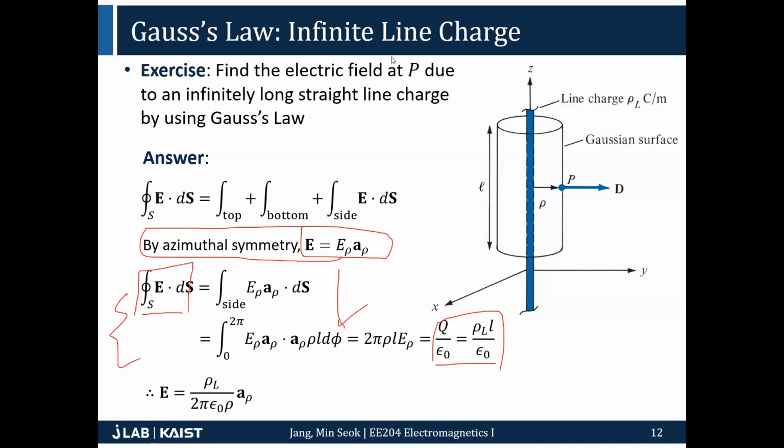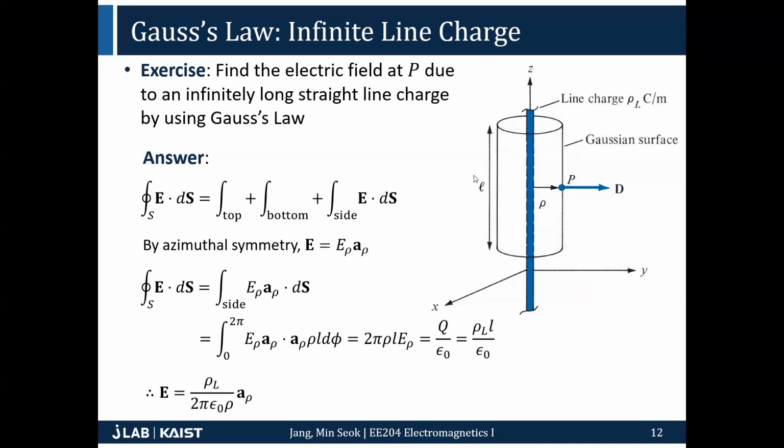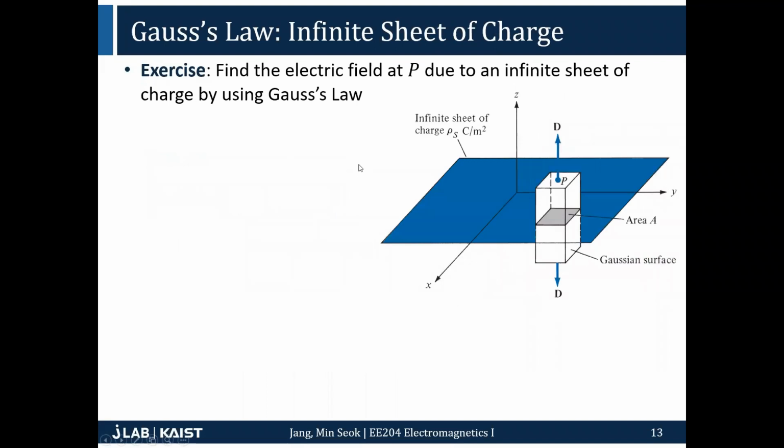Okay. So let's try to do another one. This one, the same problem. Here we have an infinitely large charged sheet, and if this is your point of interest, you typically set your Gauss surface either like this or like this. Anyway, either is fine.